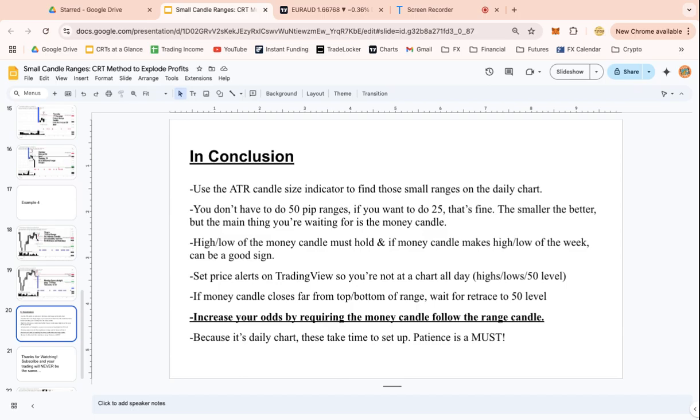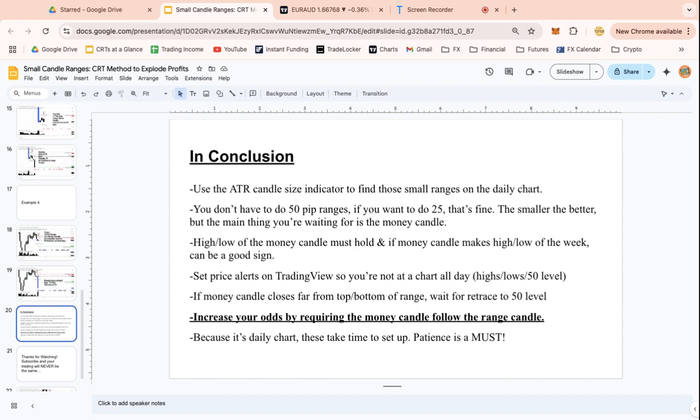So if the money candle closes far from the top or bottom of the range, remember that you should wait for a retrace to the 50% level. Okay. Wait for the retrace. If it's too far from the range, your stop loss is going to be too big. It's really not going to be worth taking the trade because we want big gains.